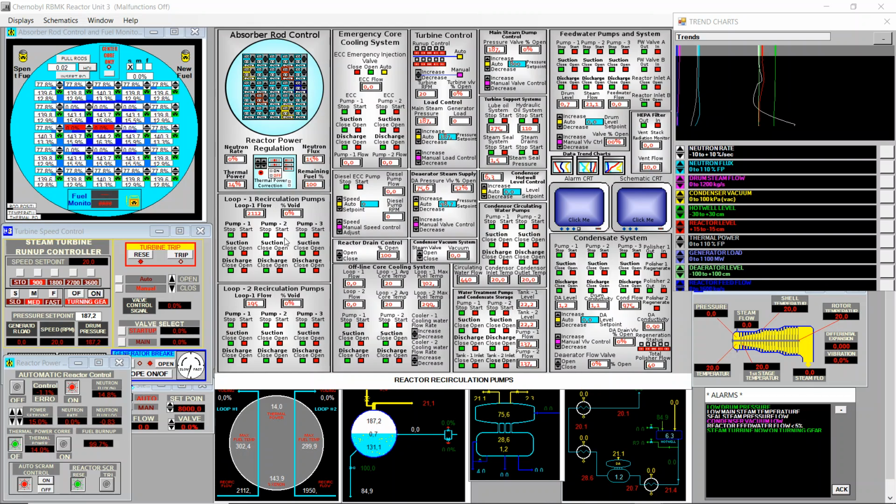And let's see if we can reach nominal power or not, because we have this poisoning here. The number is still increasing, 144.2 now, and we'll see when it starts decreasing due to the neutron flux.